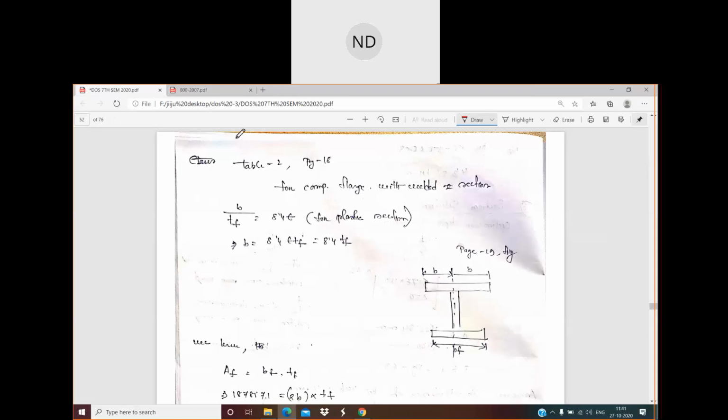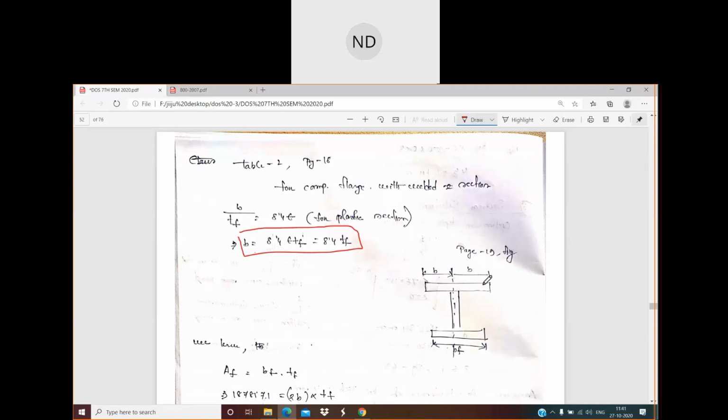So how much is this? This is B, from the center of the web of this I section. Here we have seen that B is equal to 8.4 epsilon into TF. This portion is B, so B is this much, 8.4 epsilon TF.